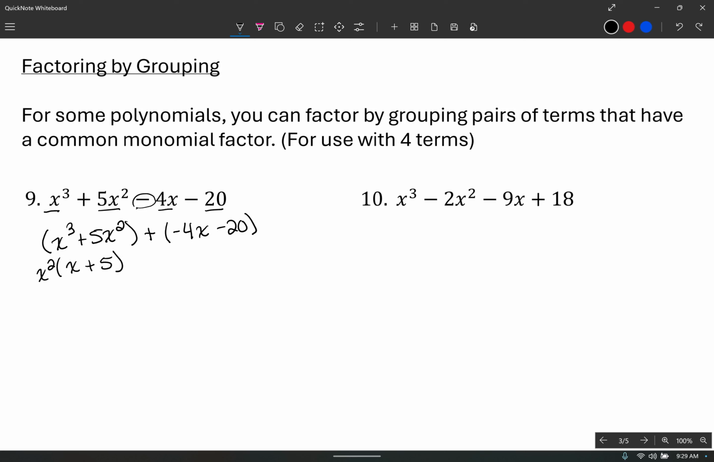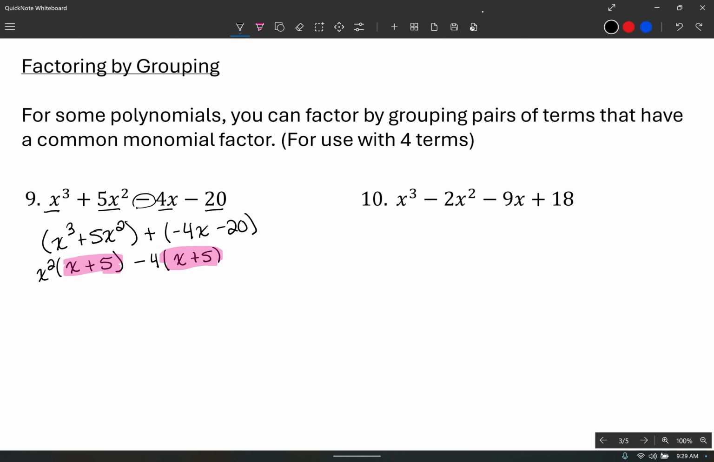Then I see that I have a negative 4x in front there. I don't like the negative, so I'm going to factor out a negative 4. If I was factoring out a positive number, I would just put a plus instead of the minus. That leaves me with x plus 5. Now, your goal is to get the same thing left over after you take out those common factors.